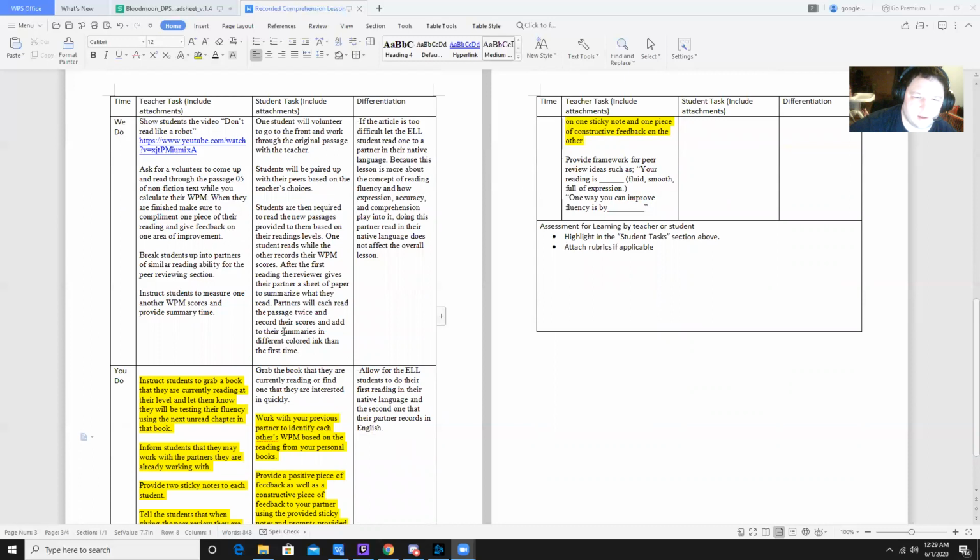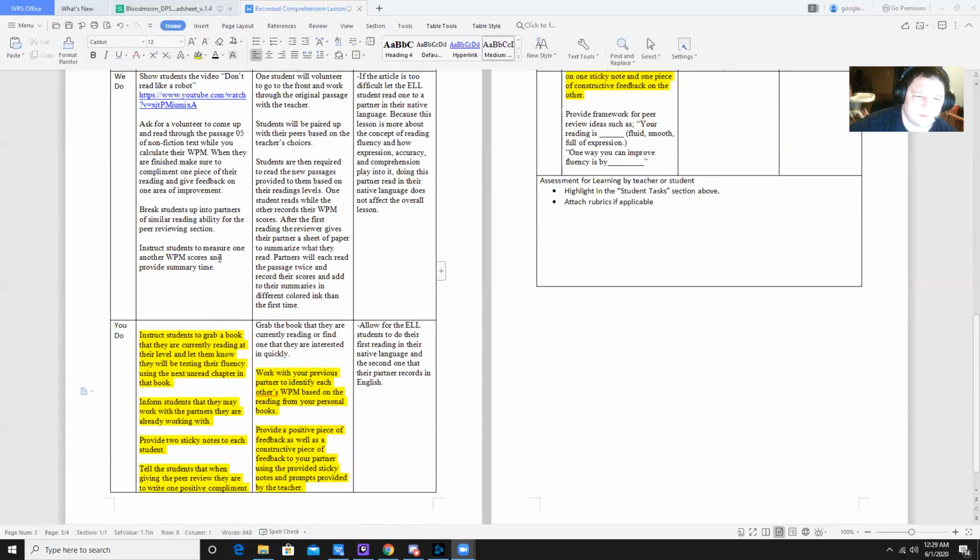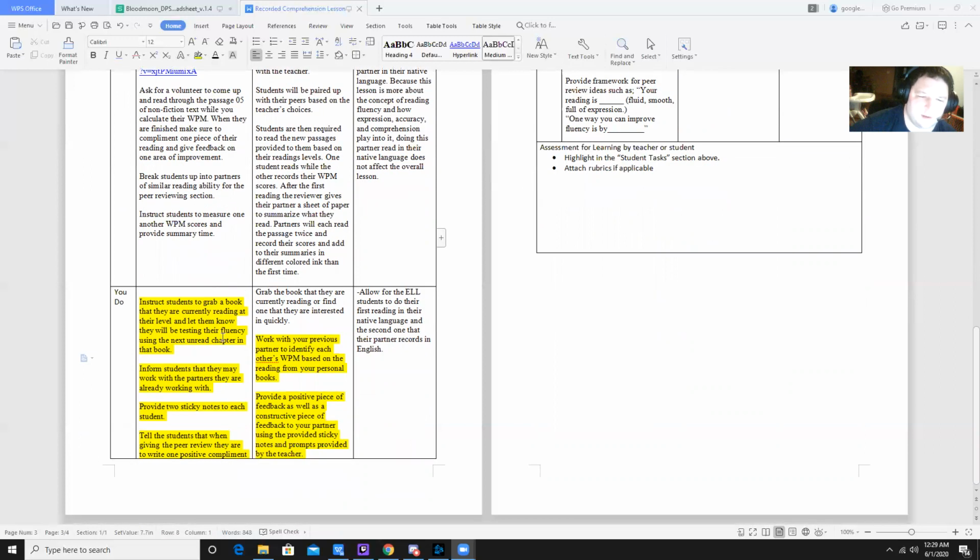And then I have the you do portion. It's a paired you do, so it's not a true independent practice. But it is having the students grab a book that they're currently reading at their level and letting them know that they're going to test their fluency again on a chapter or a part of the book that they haven't got to yet. So the students are going to work with their partners to identify each other's words per minute again. They're going to be doing cold reads on books or pieces of books that they haven't read yet.